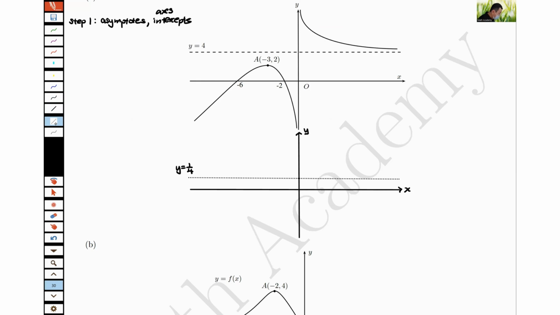Your new vertical asymptotes comes from the current x-intercepts. Your -6 and -2 becomes vertical asymptotes now. X-intercepts becomes vertical asymptotes. So you will have those values at -6 and at -2.